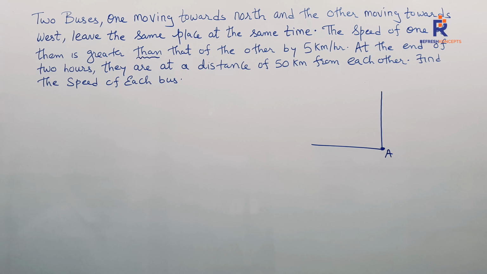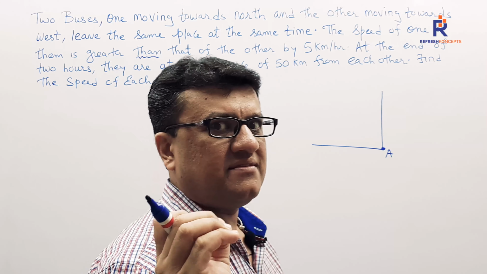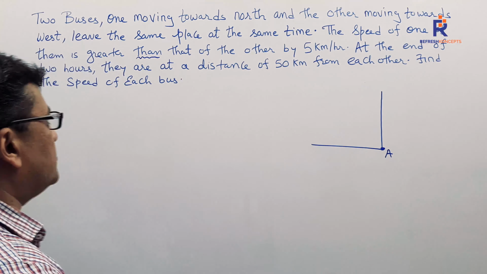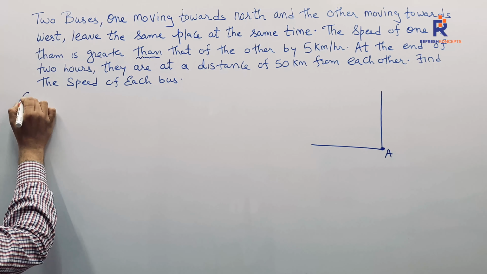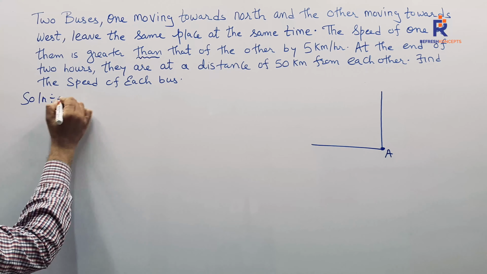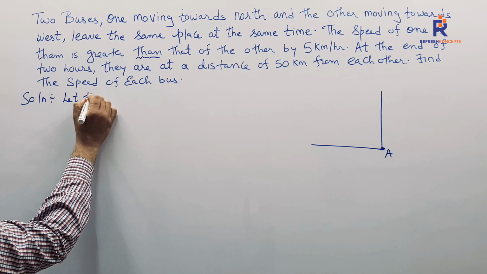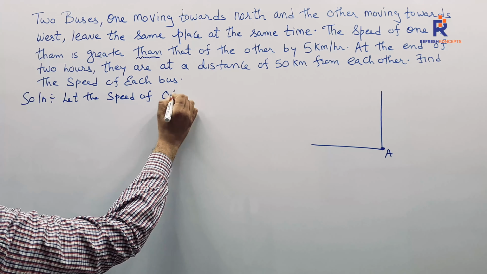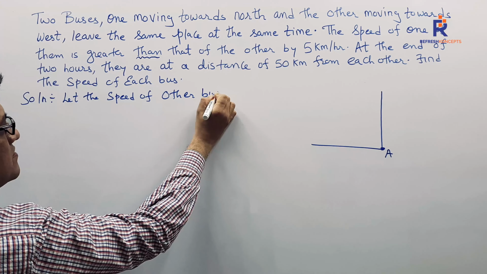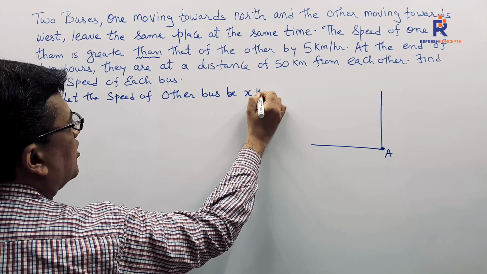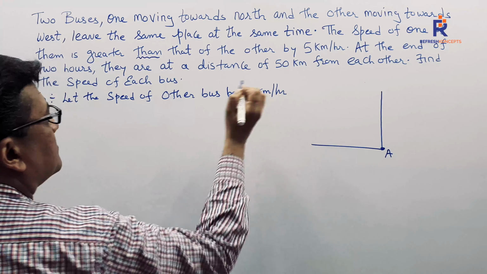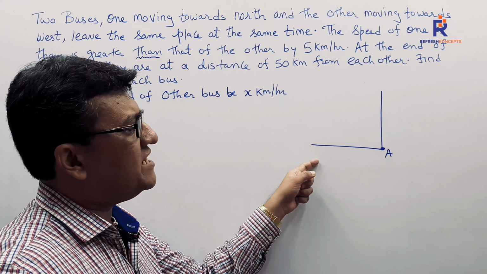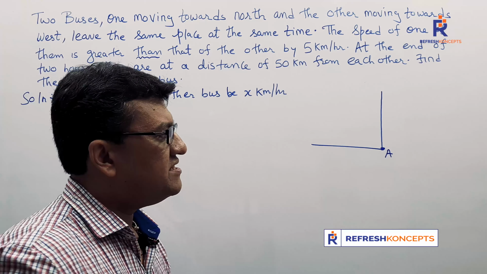So who is the independent character over here? The speed of the other bus becomes the independent character. So let the speed of the other bus be x km/h. Now you must be imagining that right now sir has drawn an incomplete diagram. No, I will complete it.